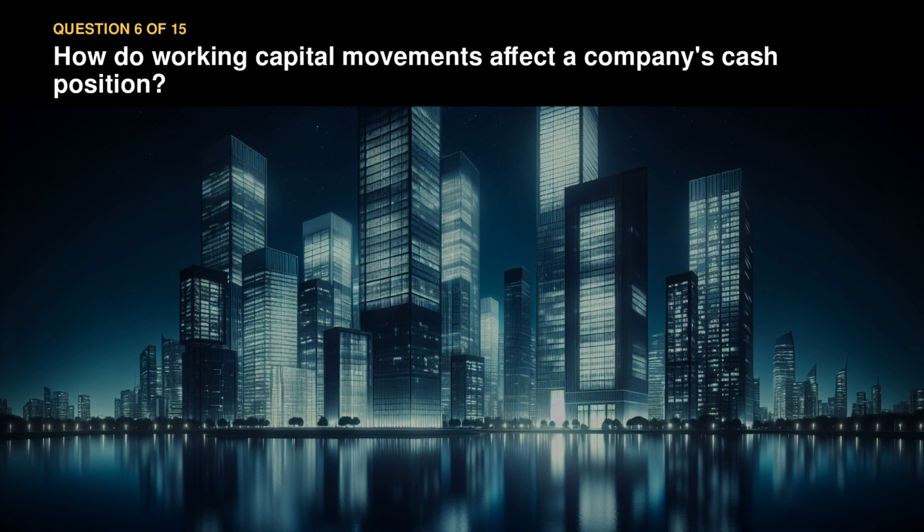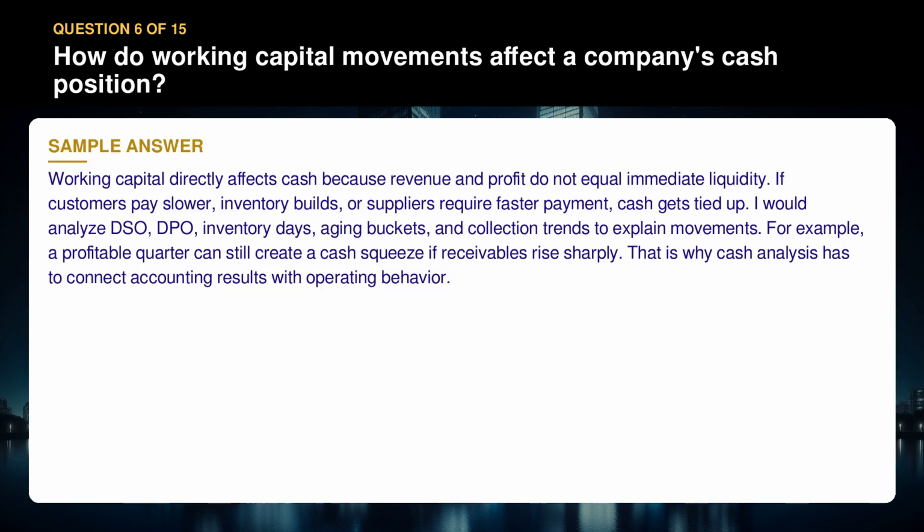Question 6. How do working capital movements affect a company's cash position? Working capital directly affects cash because revenue and profit do not equal immediate liquidity. If customers pay slower, inventory builds, or suppliers require faster payment, cash gets tied up. I would analyze DSO, DPO, inventory days, aging buckets, and collection trends to explain movements. For example, a profitable quarter can still create a cash squeeze if receivables rise sharply. That is why cash analysis has to connect accounting results with operating behavior.